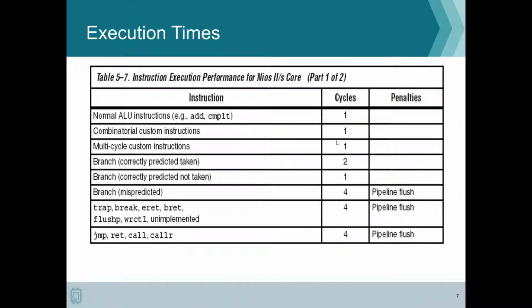Here are some of the execution times of certain instructions. As you can see, most of the common instructions take 1 cycle. For branches, if the branch is correctly taken, then it is 2, and if it is not taken, then it is 1. You can also have some misprediction in branches, which takes 4 because your pipeline needs to be flushed. And then there are other special instructions like jump and call. Those instructions actually take 4 cycles.